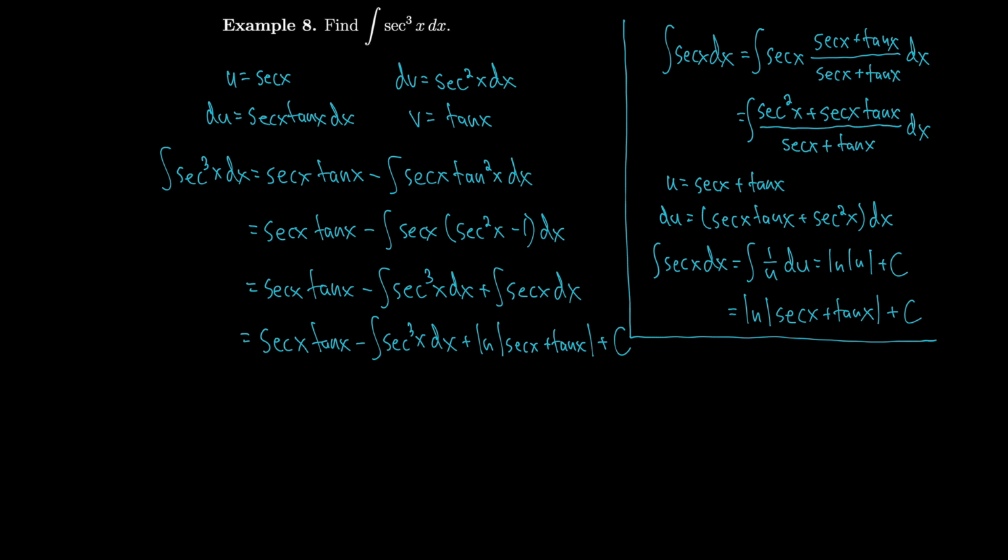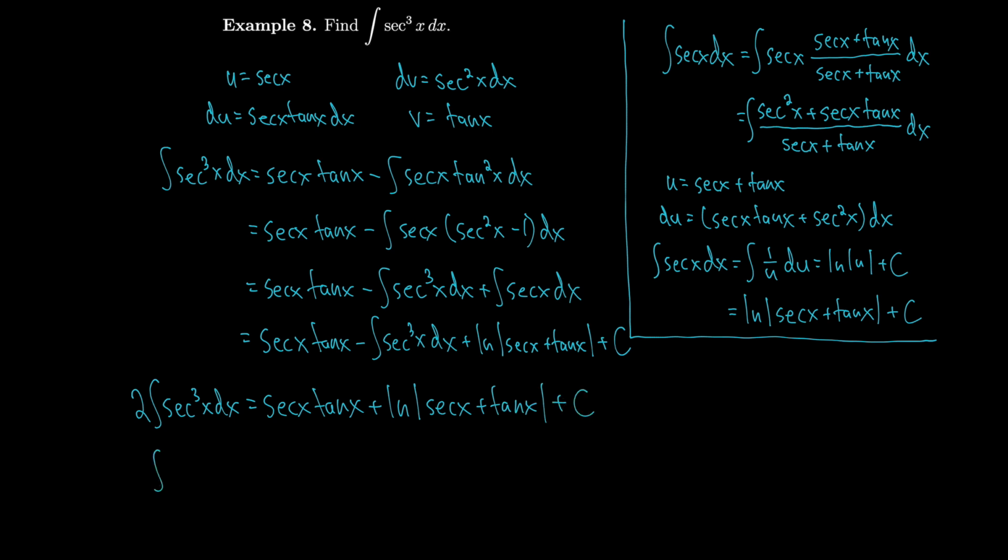Okay, you might say, well, what about this integral of secant cubed? Well, that's what we wanted to solve to begin with, and now you've evaluated secant cubed in terms of secant cubed. That's terrible. But it's not. Remember, we saw this trick before. I can just take this and add it to both sides. So I get 2 times the integral of secant cubed is equal to secant tangent plus the natural log of secant plus tangent plus c.